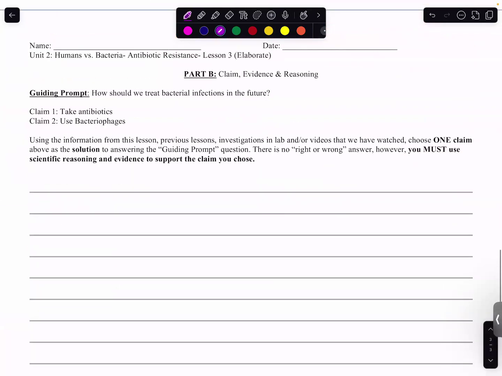We learn a lot. So part B, claim evidence and reasoning, our guiding prompt: How should we treat bacterial infections in the future? And this is actually going to be a homework assignment for you. We will not be doing this in class, right? So your question is, how should we treat bacterial infections in the future?